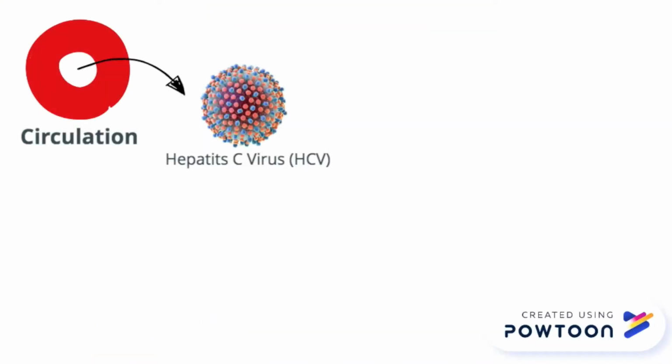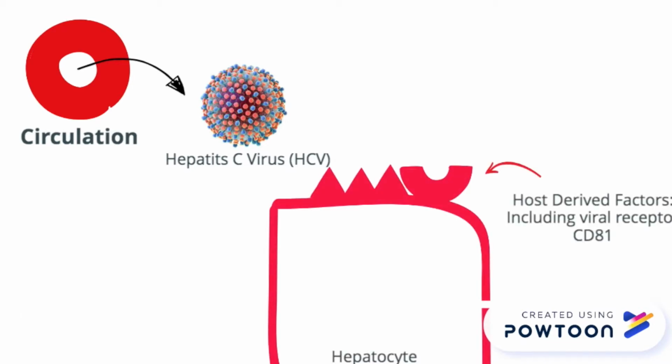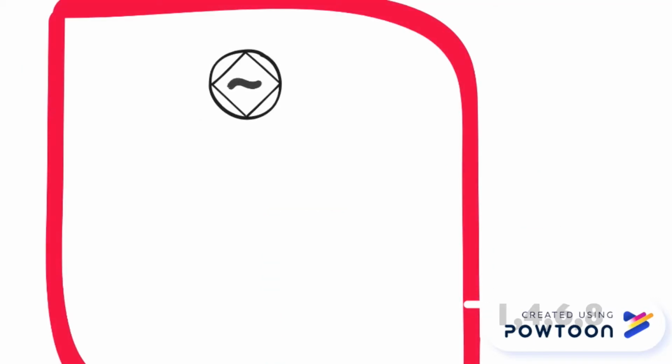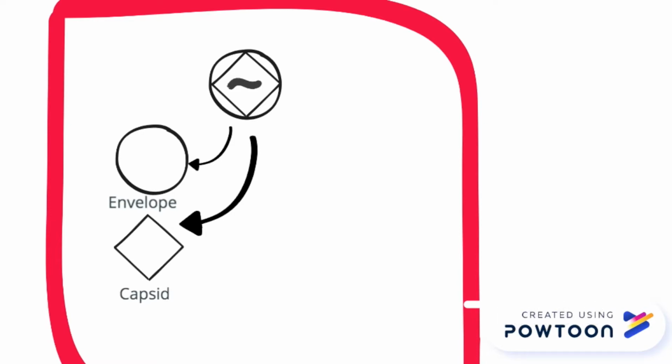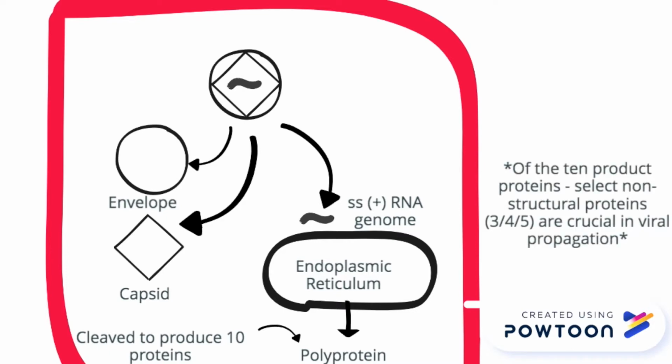HCV reaches the liver via circulation, and entry into the hepatocyte requires at least 4 host-derived factors, including CD81, which acts as a viral receptor. Once inside the cell, the capsid and nuclear envelope are released, allowing the RNA genome to interact with the endoplasmic reticulum to undergo transcription and translation, which produces a polyprotein, which is then cleaved into 10 fragments to produce structural and non-structural proteins. Non-structural proteins have key roles in viral propagation.